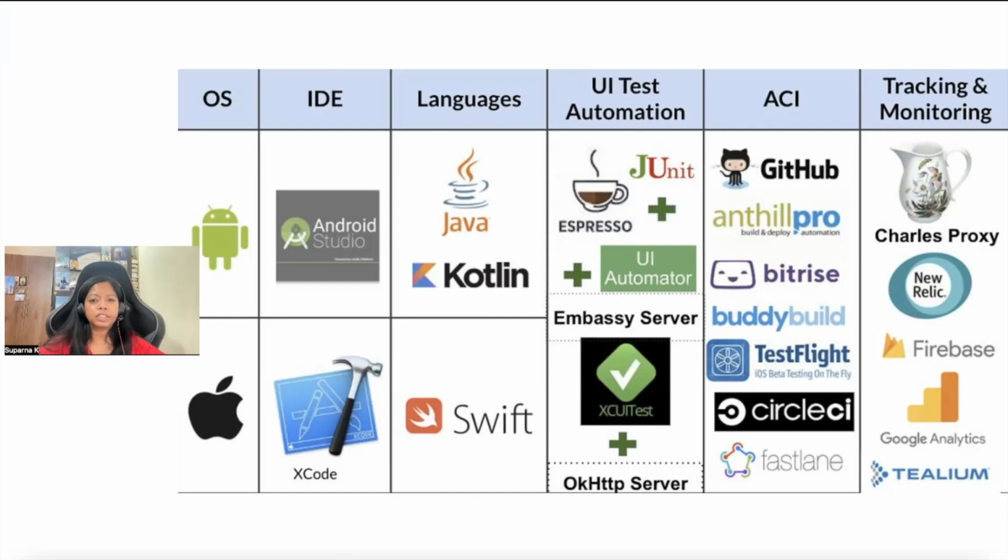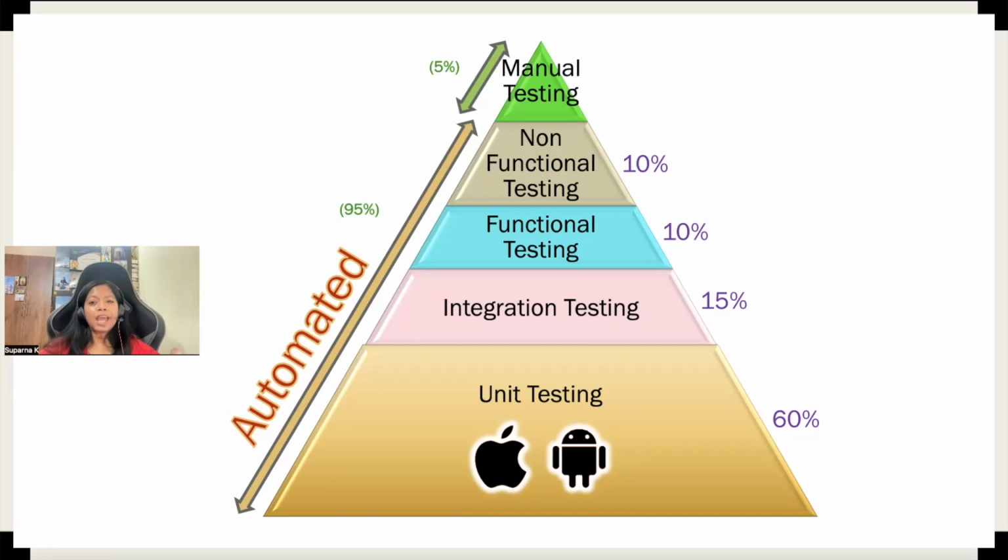Now let's move to the next part. What we have in front of us is a practical version of the mobile test automation pyramid, and let us understand this in great detail. We will notice that unit testing comprises 60% of coverage. If any bug is introduced, it should be identified here at the unit testing level.